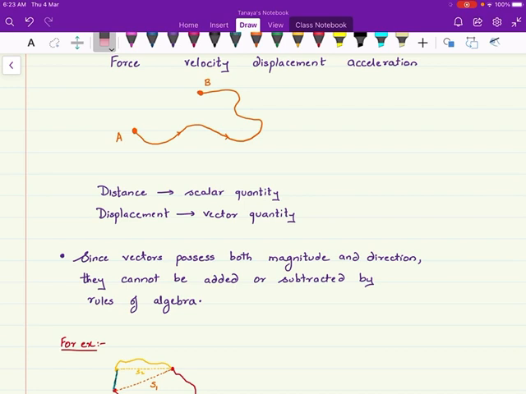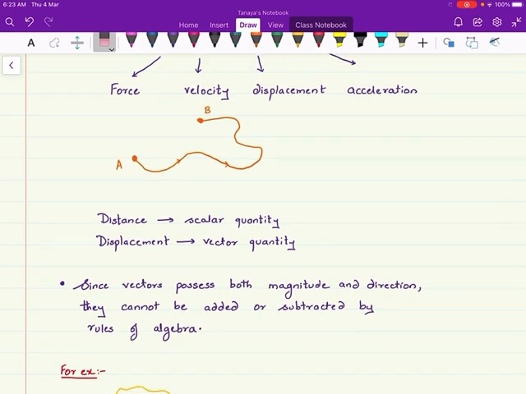What is the difference between distance and displacement? Suppose a person has moved from A to B. A person has gone from A to B along this orange line. The actual length of this line, the actual distance he has moved along this line, is the distance. Then what is the displacement? Displacement is the distance between the initial position and the final position.